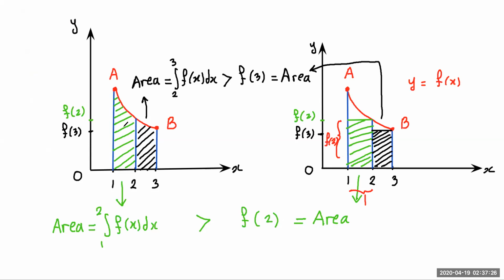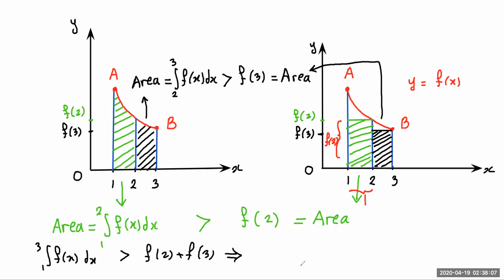Now what is the area here in green? It's the integral from 1 to 2 of f(x) dx, so it's bigger than f(2). And in black, the area is the integral from 2 to 3 of f(x) dx. It's bigger than f(3). So we can write that the integral from 1 to 2 plus from 2 to 3, which is the integral from 1 to 3 of f(x) dx, is bigger than f(2) plus f(3).